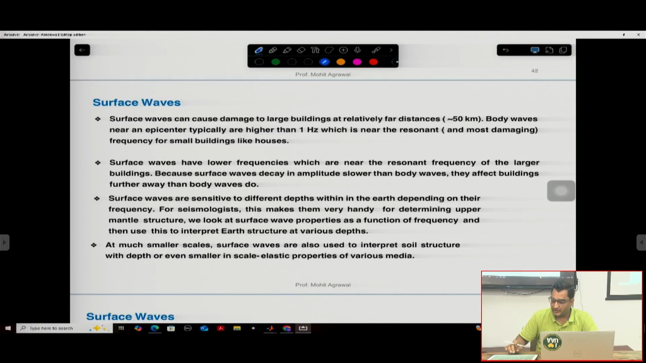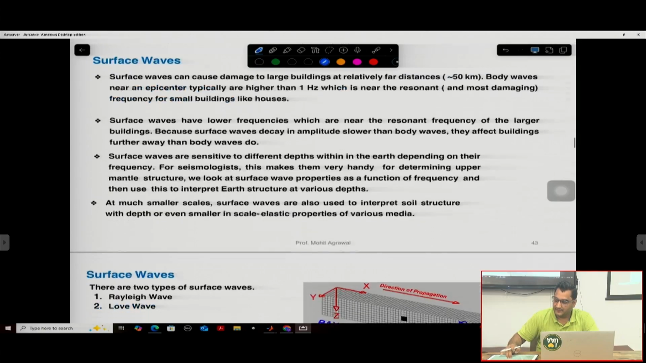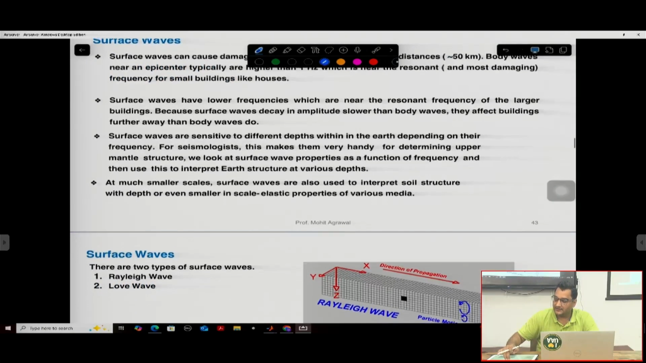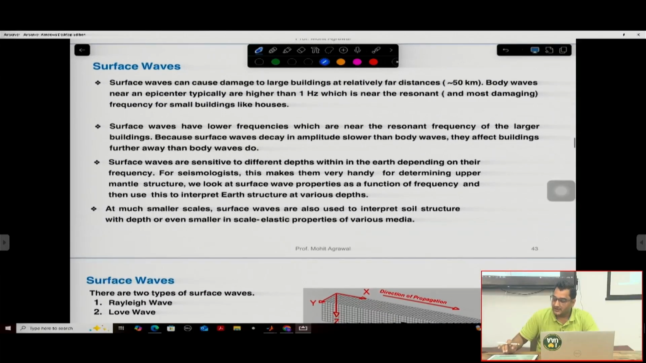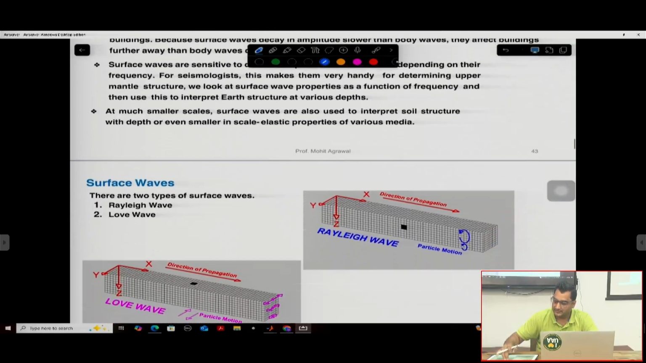On the other hand, body waves cause much damage near the epicenter, typically for buildings having frequencies higher than 1 Hz. When resonance occurs, the smaller building will topple down. Surface waves, because they have lower frequencies which are near the resonance frequencies of the larger buildings, and also decay in amplitude slower than the body waves, affect buildings further away.